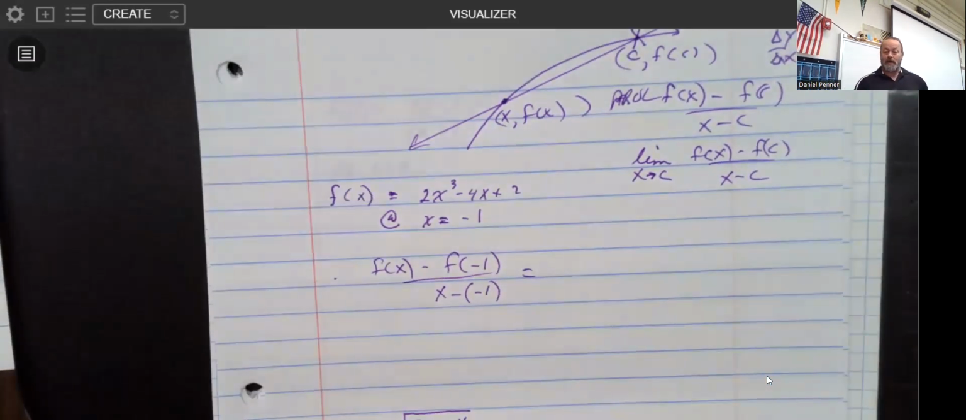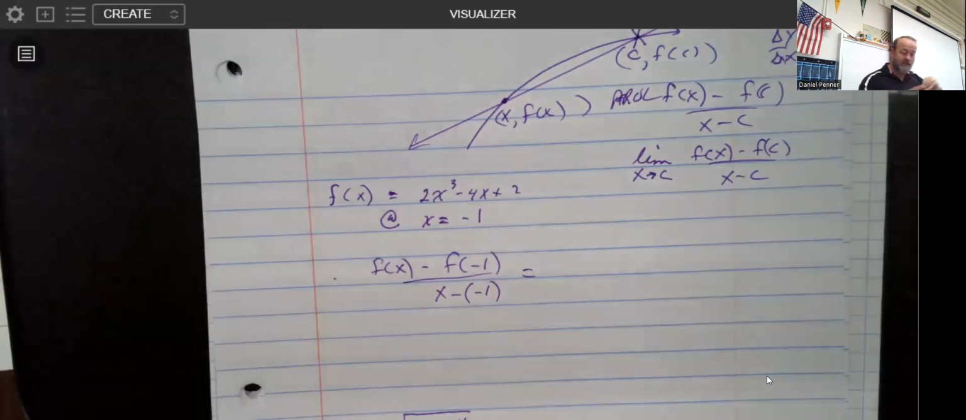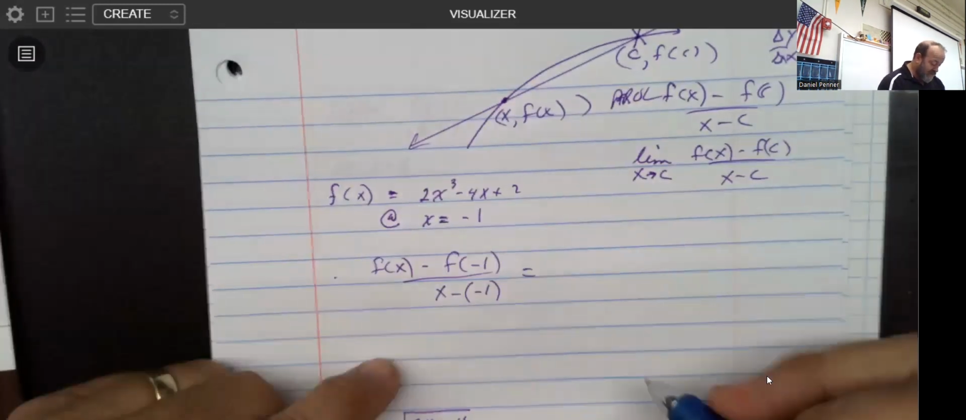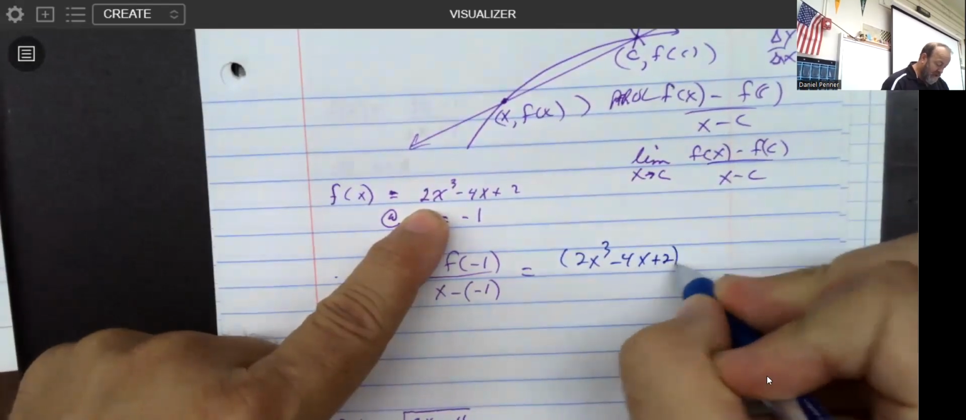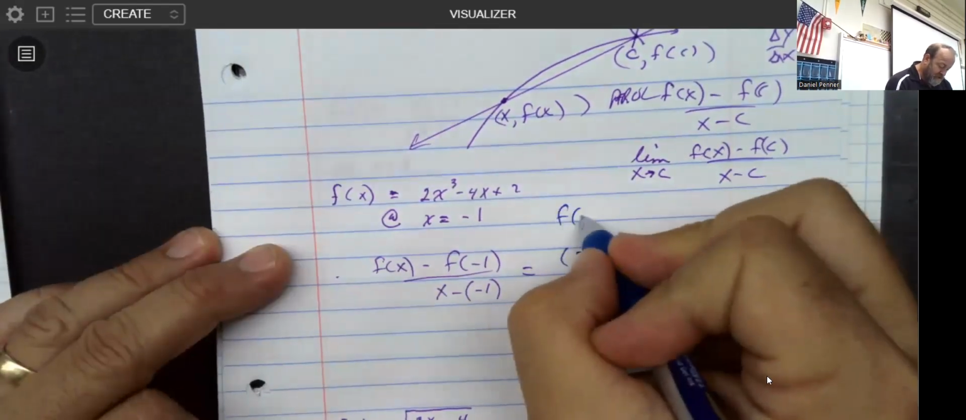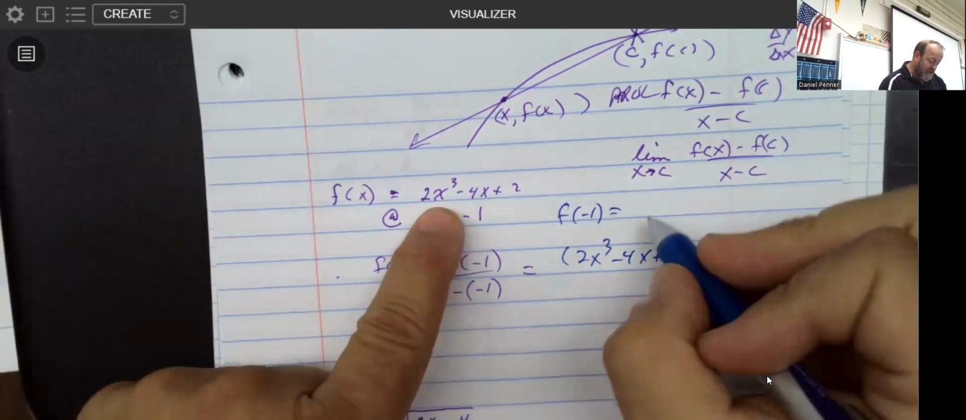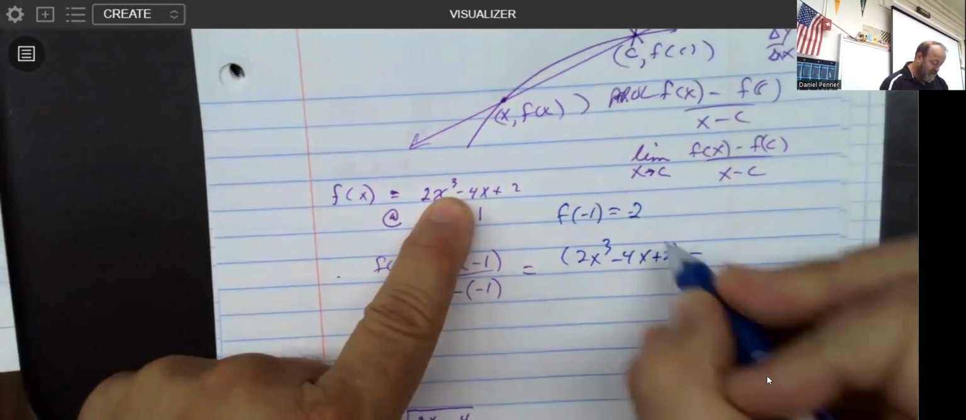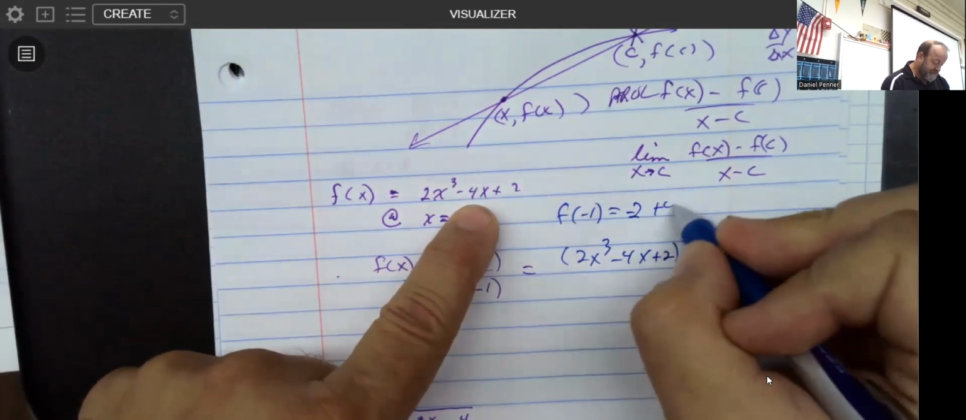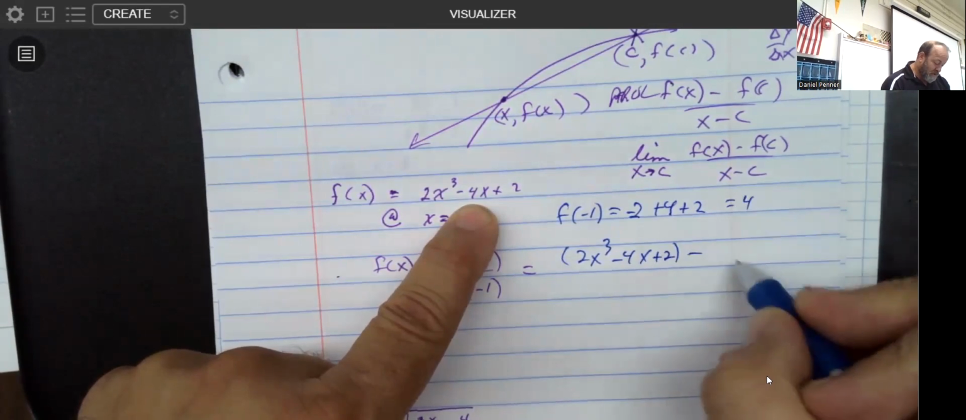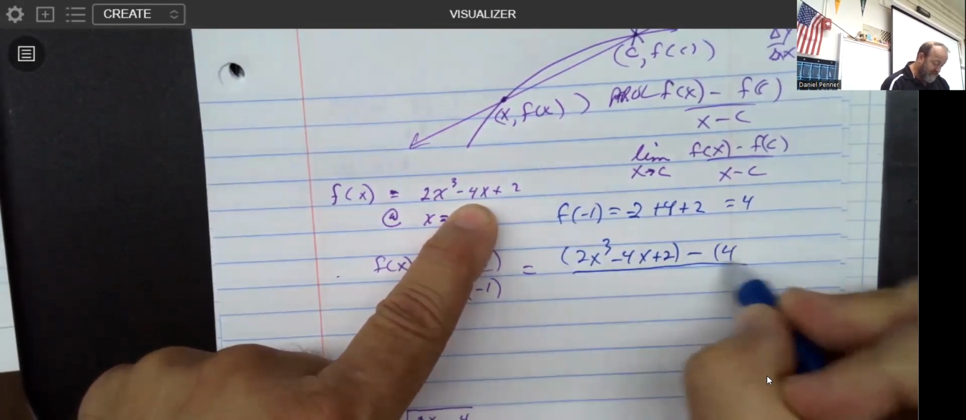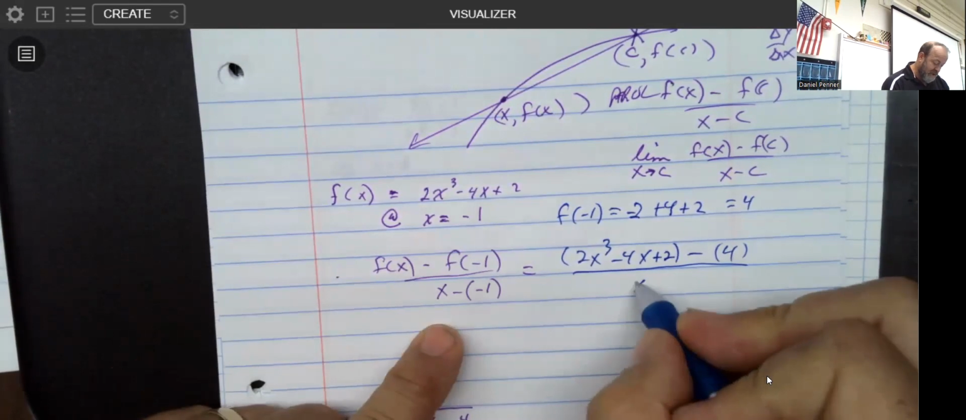Now, this would be AROC. And as soon as I put a limit in front, it becomes IROC, or that instantaneous rate of change. I'm going to switch colors here because I think that pen is dying. So what we have is f of x, which is 2x cubed minus 4x plus 2. And then I need to find out what f of negative 1 is. So I'm going to go out to the side, and if I plug in negative 1 and cube it, I get negative 1. That's a plus 4 and a plus 2. So it looks like I got a total of 4. So I've got f of x minus f of negative 1 over x minus negative 1.